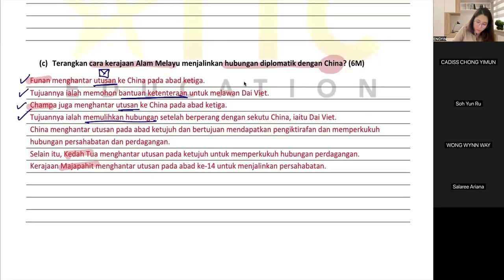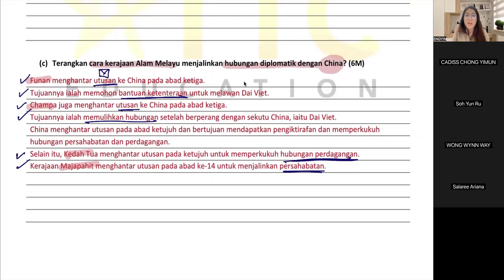And for me, I will go for the Kedatuan and Majapahit, the last 2. They make friends with China because of business, trading, and because of friendship. Because China last time strong. At that moment, China is Ming government, Ming Chao. So they are very strong, very rich, and very famous. So yeah, this is your chapter 1.